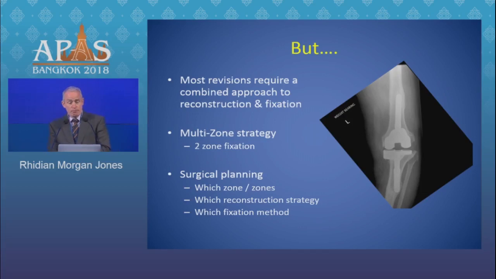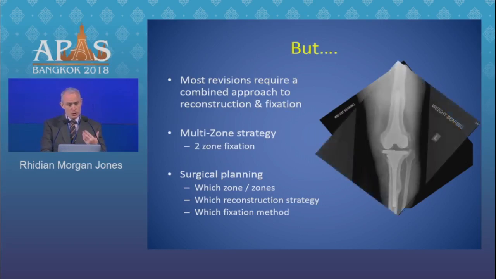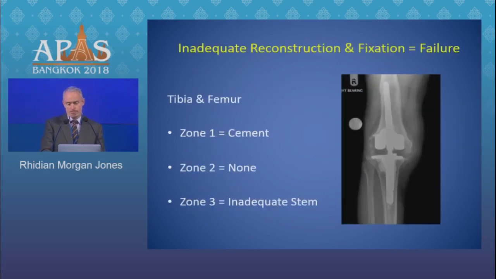There's a but. Most revisions require a combined approach of reconstruction and fixation, and as I mentioned, we want to think about a multi-zone strategy where 2 out of the 3 zones are working for you. So that involves planning before you start, what instruments you're going to use, where you are going to reconstruct, where you are going to fix. Because if you don't, you're going to fail.